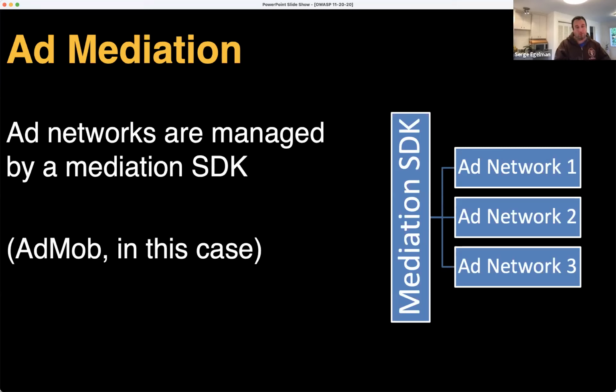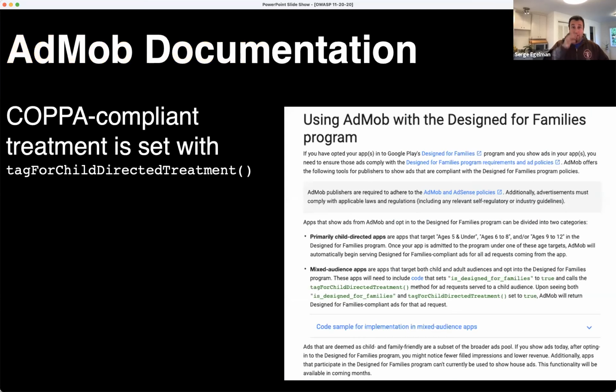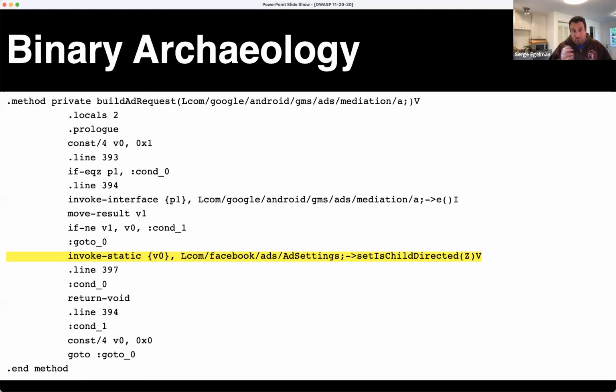In the case of Duolingo, we observed that AdMob was doing ad mediation. So it sat as a layer in between Facebook and Duolingo. And AdMob has documentation that explains how to provide COPPA compliant treatment. We looked at the app, and sure enough, this tag for child-directed treatment function was being called. So we performed what we call binary archaeology, and we see that those settings were there.